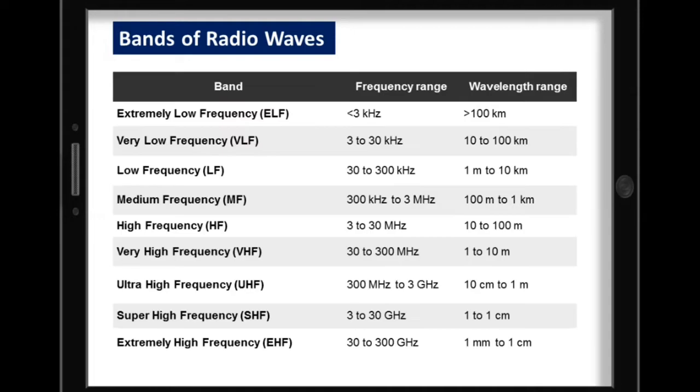Radio wave spectrum can be arranged into 9 bands. We have extremely low frequency, followed by very low frequency. Next, we have low frequency, medium frequency, high frequency, very high frequency, ultra high frequency, super high frequency, and lastly, extremely high frequency. Let's take a closer look on the different uses of these 9 bands of radio waves.